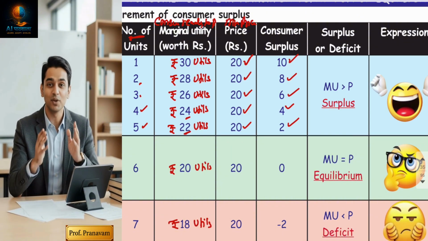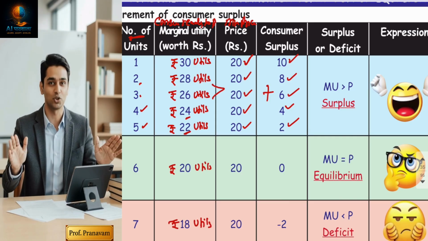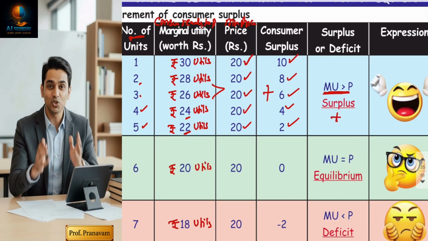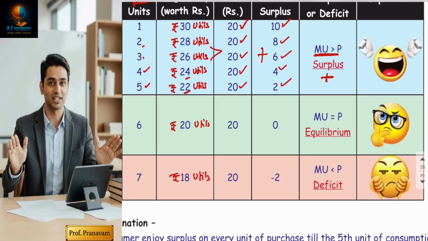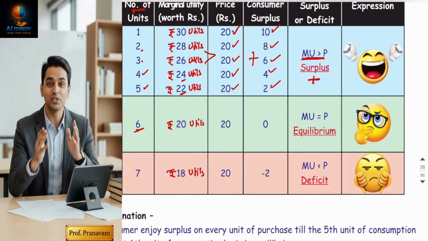So for the first 5 slices of pizza, my consumer surplus is positive because MU is greater than price. So my surplus is positive, and I am going to purchase up to the fifth unit. Now let's see whether I'm going to purchase the 6th slice of pizza or not.